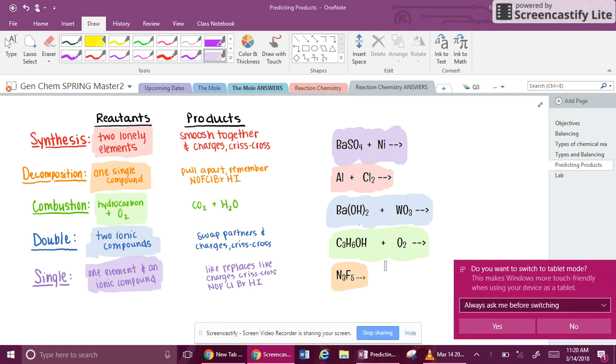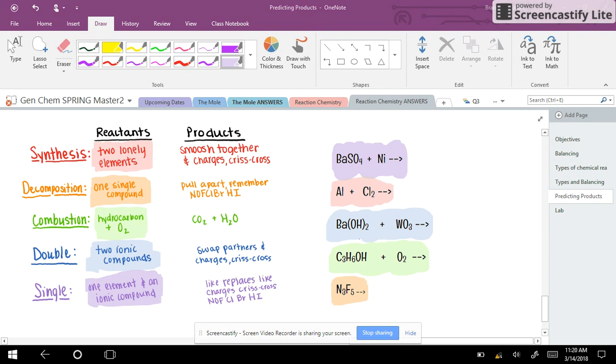All right, guys, so here is our video on specifically after you identify that something is a synthesis reaction, how do you get the product? So we're going to be looking at the right side here of our chart, whatever you want to call this, and we're going to be focusing specifically on synthesis and decomp in this video.